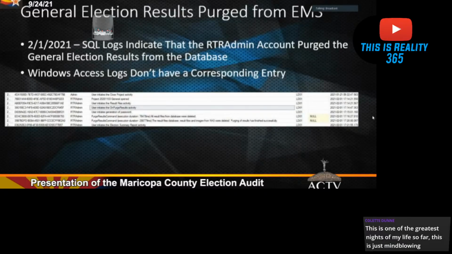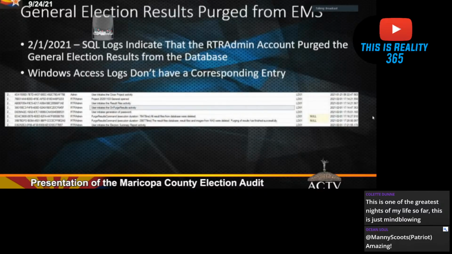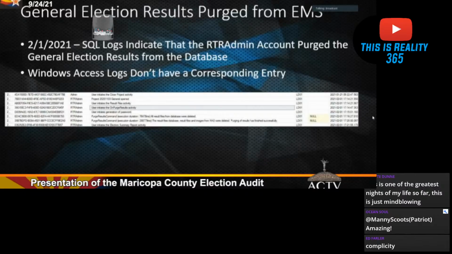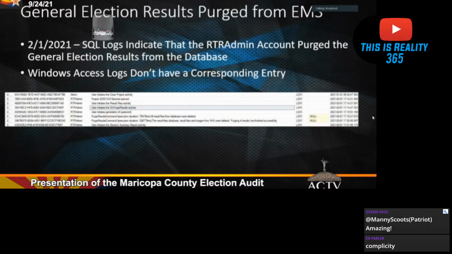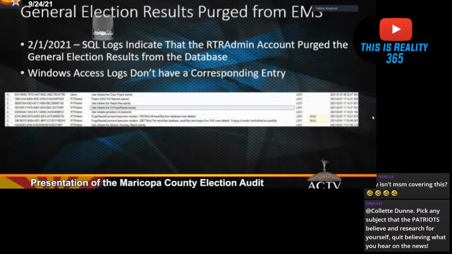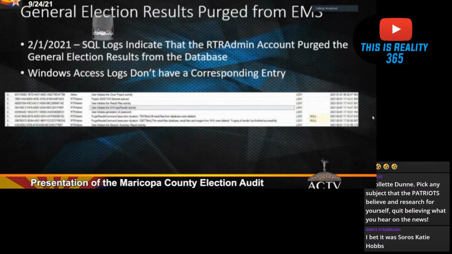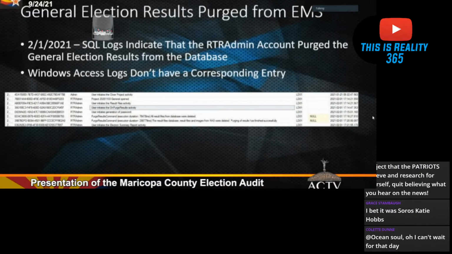Those Windows security logs only went back to the 5th, but everything was purged on the 1st of February. That's also right before the 2 audits commissioned by the county were due to commence. I believe they commenced on the 2nd of February. So once again, accountability of who had access to the RTR admin account, when that password is actually shared among all of the accounts, becomes extremely difficult.